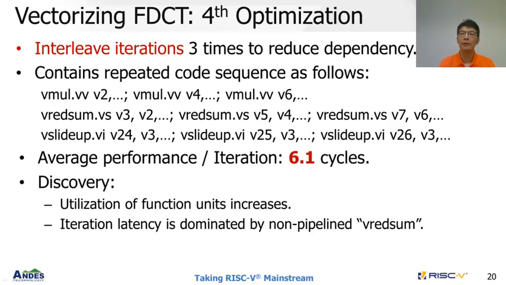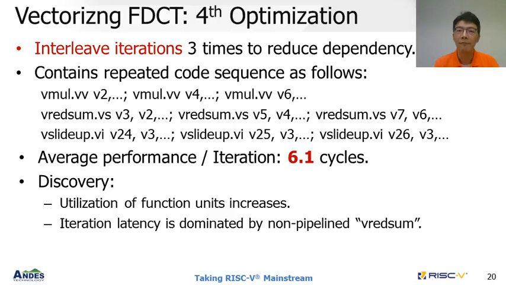To increase the vector unit overlapping, the developer decided to reduce the instruction dependency by interleaving 3 iterations together. You can see the code sequences on the slide, and it uses an additional 2 pairs of registers. After the change, the performance is improved to 6.1 cycles per iteration.